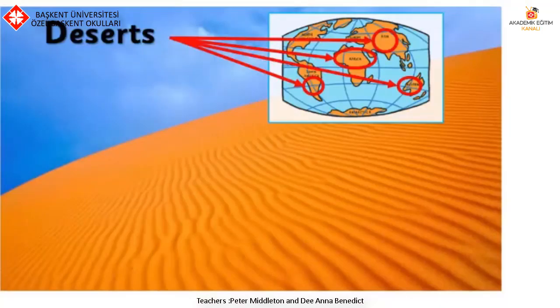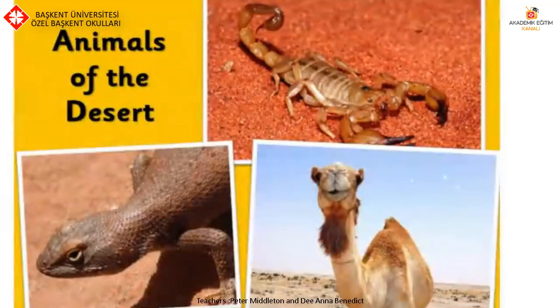Now let's look at our habitats and talk about where they are and the animals in them. So you can see the deserts are found around the world. What animals do you think are found in the desert? Can you guess? That's right. There's a scorpion, a camel, and a lizard. Did you think of them? Can you think of other animals that are found in the desert?